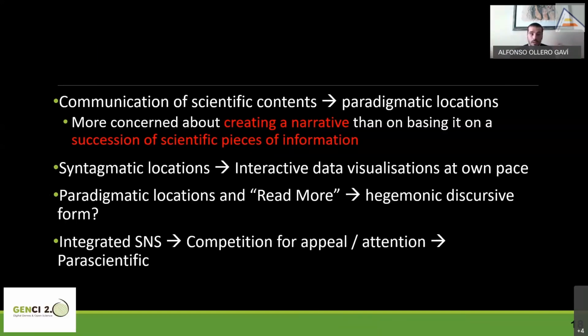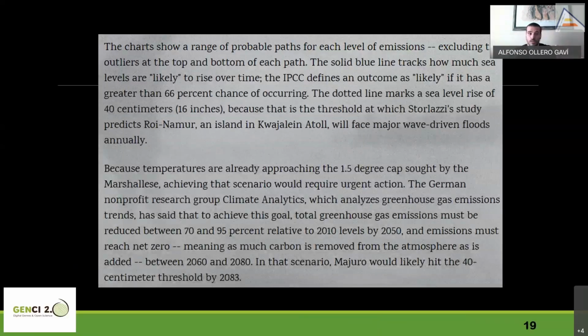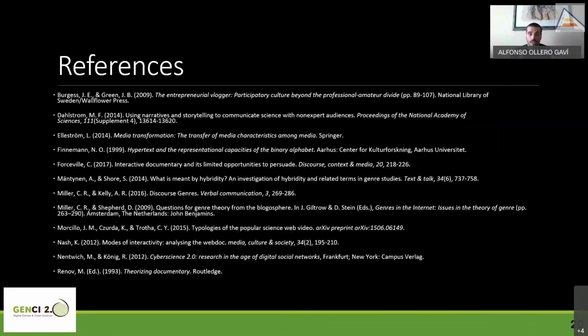So that's pretty much it. This is the kind of thing I was mentioning earlier, as referring to the charts and how the kind of language changes in this hegemonic discursive form. And that's it pretty much. These are the references in case you want to check them.